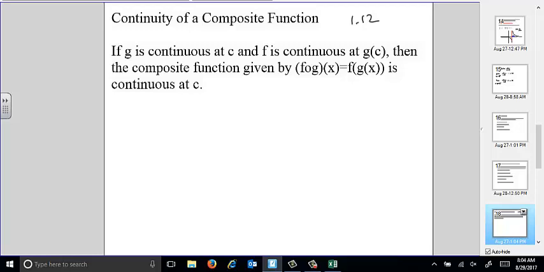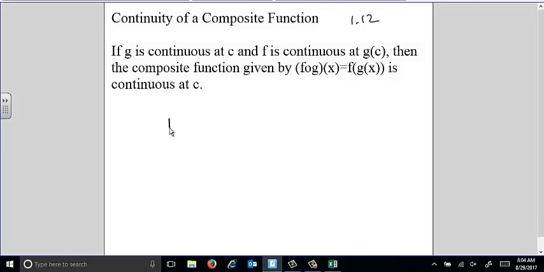And the continuity of a composite function, this is theorem 1.12. It says if g of x is continuous at c and f of x is continuous at g of c, then the composite function given by f of g of x is continuous at c. So what does that mean? Let me just give you an example.